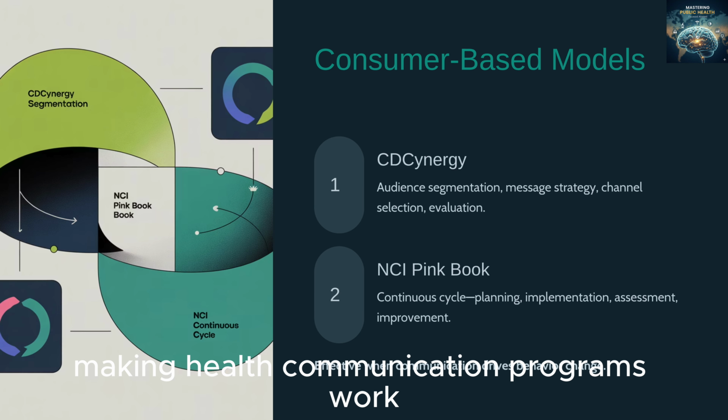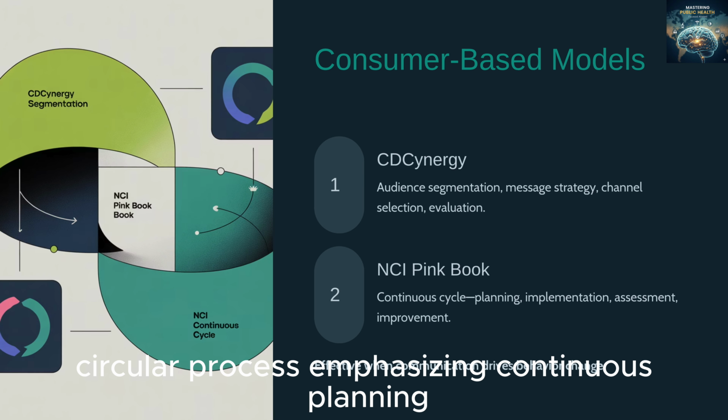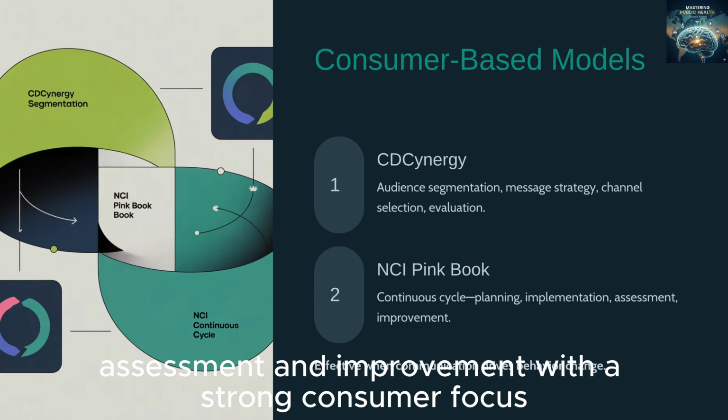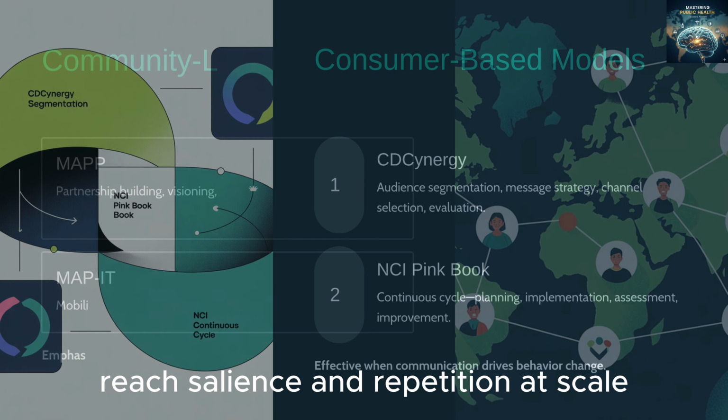Making Health Communication Programs Work, the NCI Pink Book. A 4-step circular process emphasizing continuous planning, implementation, assessment, and improvement with a strong consumer focus. Use these when behavior change hinges on communication reach, salience, and repetition at scale.